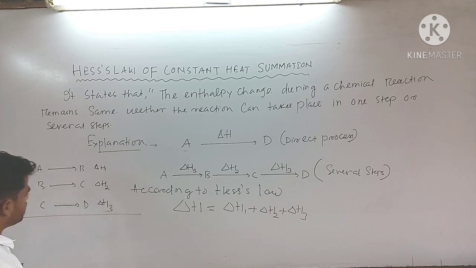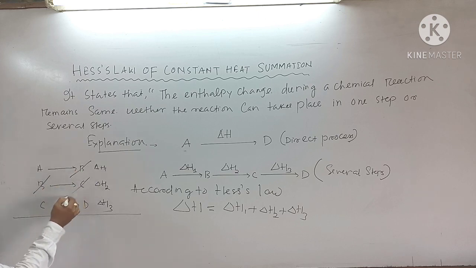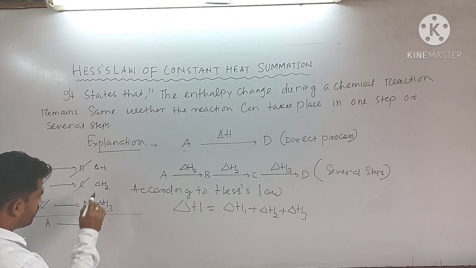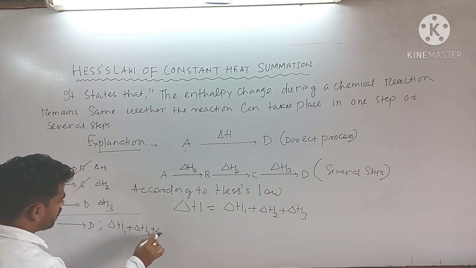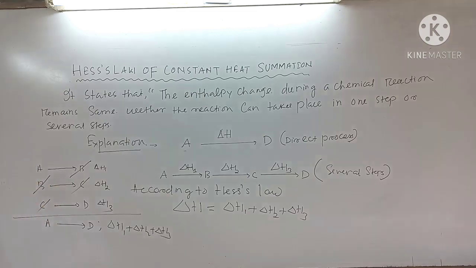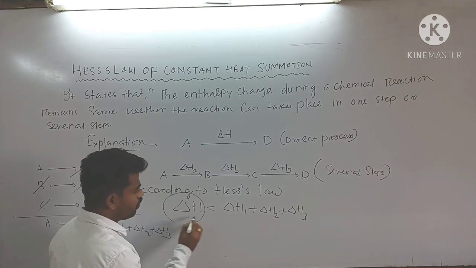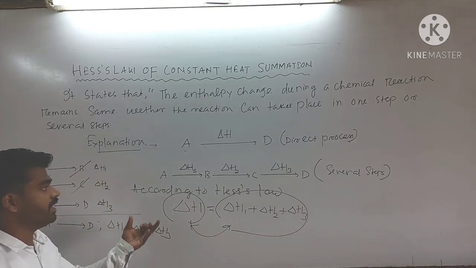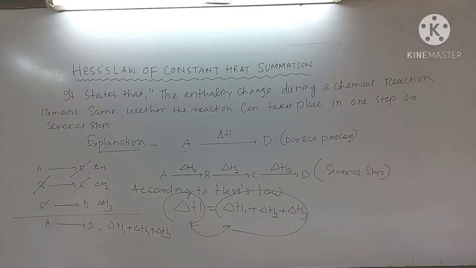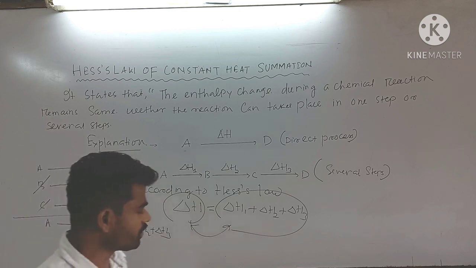So if I add all these several conversions, you see the intermediate species B, C get cancelled, and finally I am getting A to D. And since I have considered the summation, you can add over here that enthalpy, that will be del H1 plus del H2 plus del H3. So by Hess law, the enthalpy change always remains same whether the process occurs directly or indirectly through several steps. Okay.